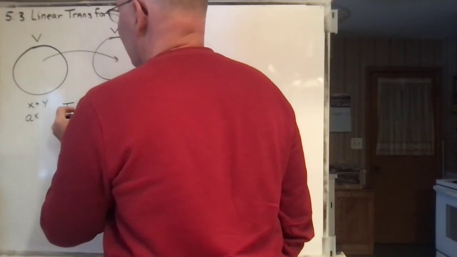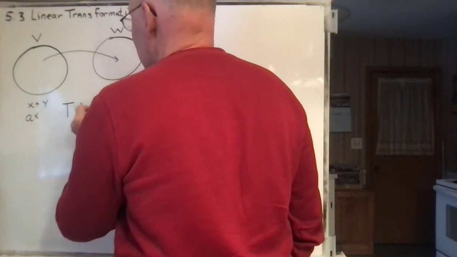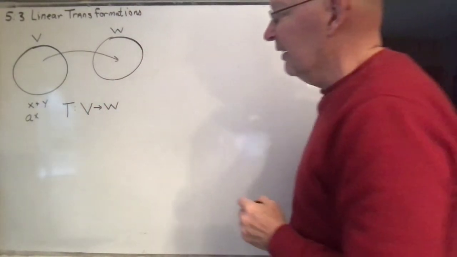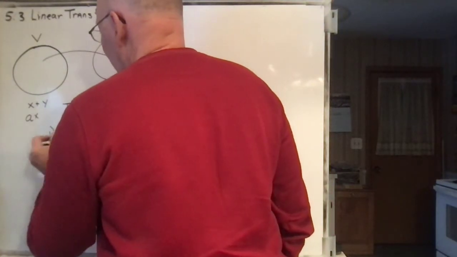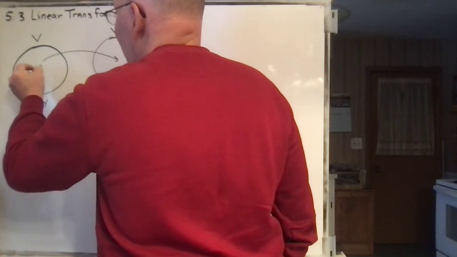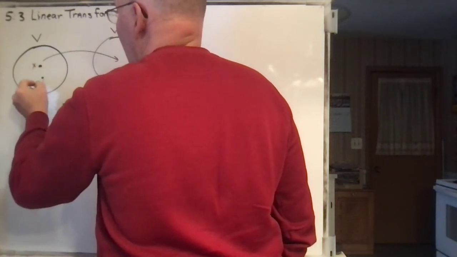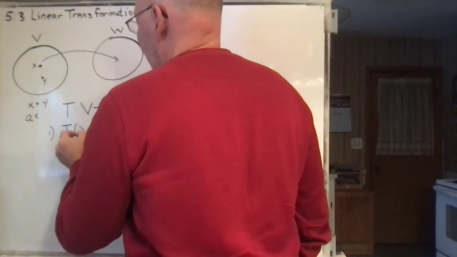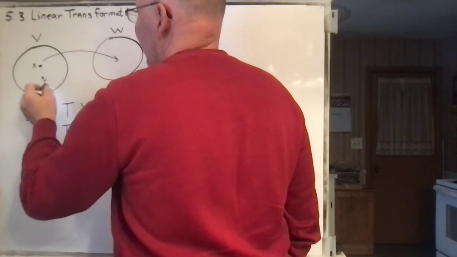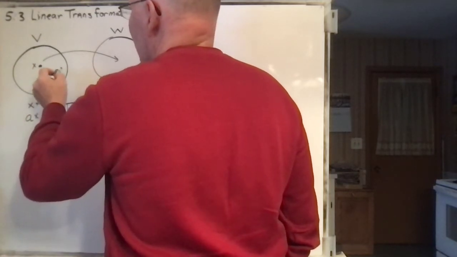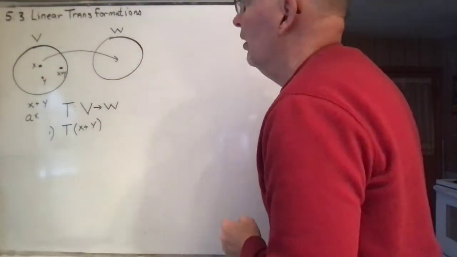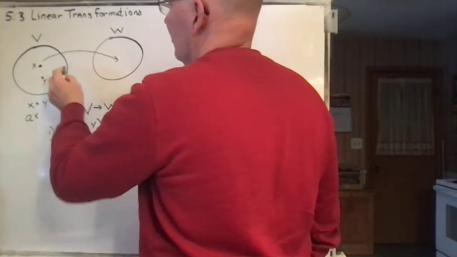T is a function from V to W. It's a function from V to W, and it satisfies two properties. The first property is that if I take any two things in here, x and y, and I add them together, and by adding them together, of course, I know this is a vector space, so x plus y is also going to be in here. Maybe this is x plus y right there. Okay? So here's x plus y.